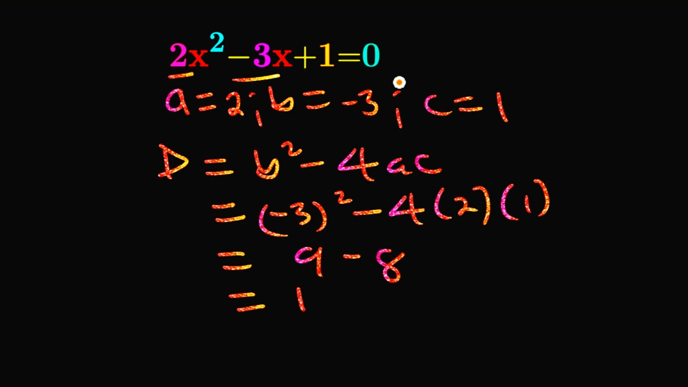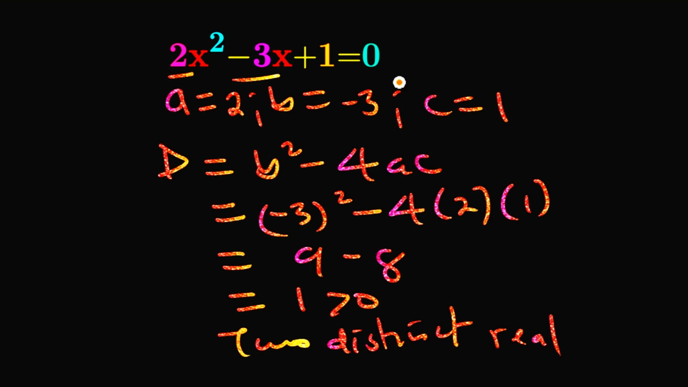The value of the discriminant in this case is 1, and 1 is greater than 0. When the discriminant is greater than 0, there are two distinct real roots.